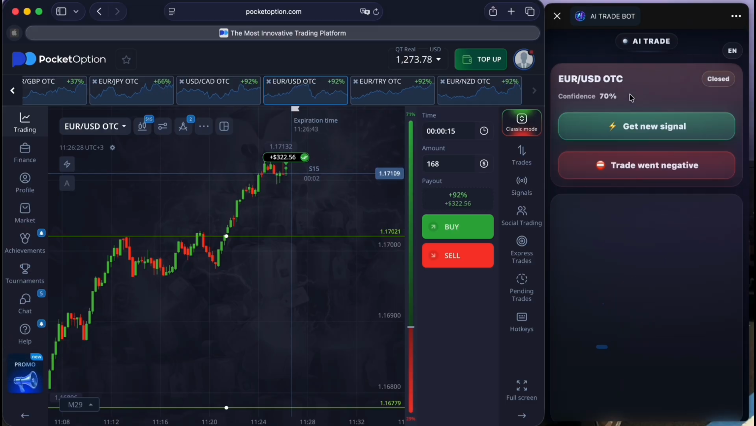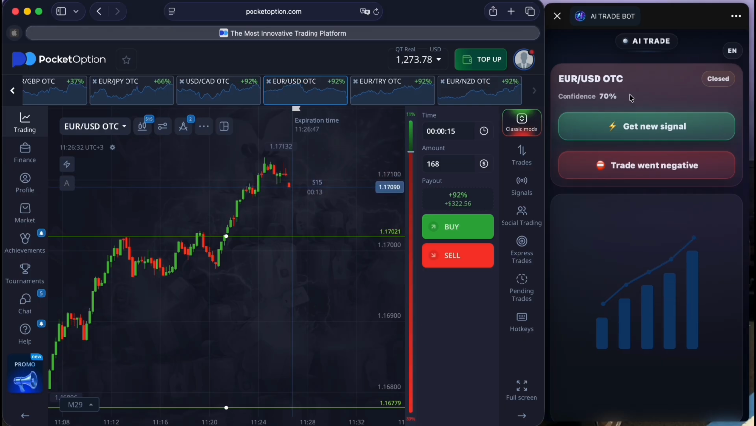The main thing is that this method opens with precision to the second, and you will have a stable income. I repeat once again, have a good reaction, have a good internet connection, and you will earn a stable income on this broker.